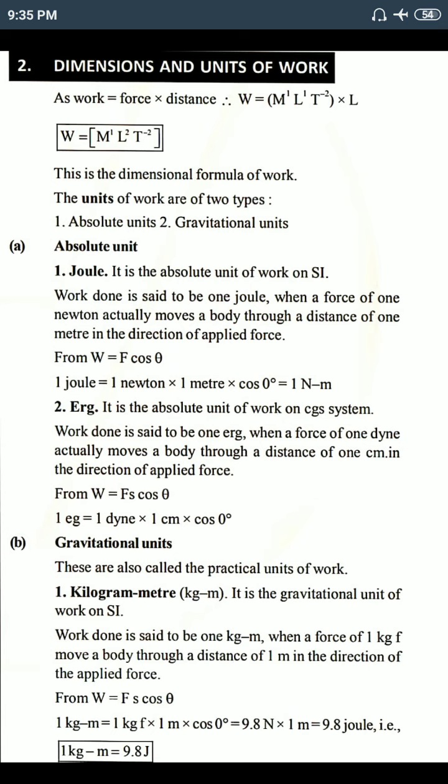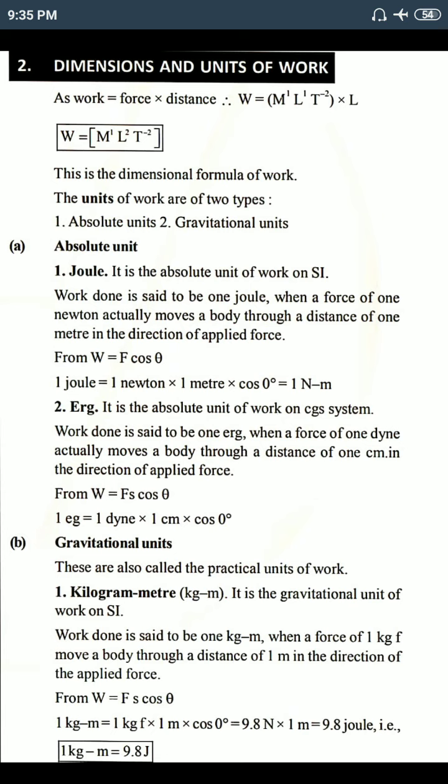Now we talk about the dimensions and units of work done. If you don't remember the dimensions, you can also find them from the formula. Work done equals force into distance or displacement. The force dimension is M L T to the power minus 2, and the distance or displacement is a length, so multiplied by L. So the dimension of work done is M L square T to the power minus 2. These are the dimensions of work done.